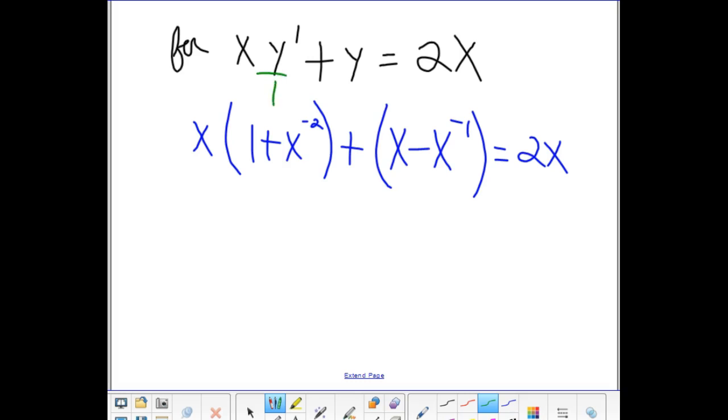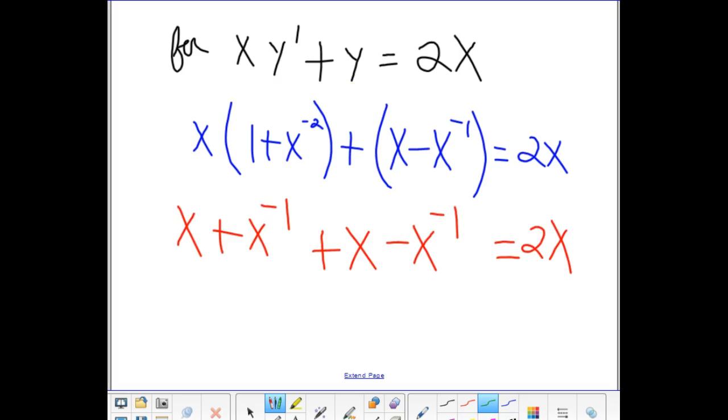So here's the y prime plugged in. Here's the y plugged in. Distribute. Aha! Aha what? There they go.